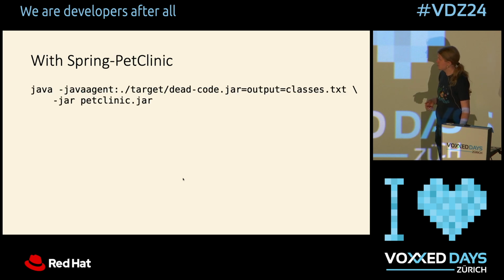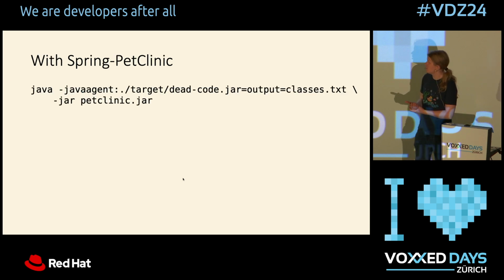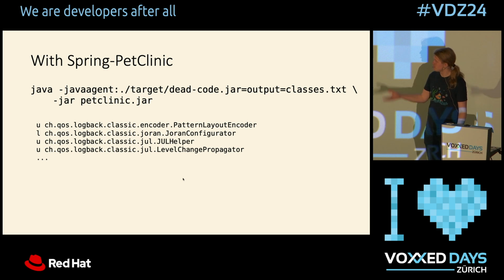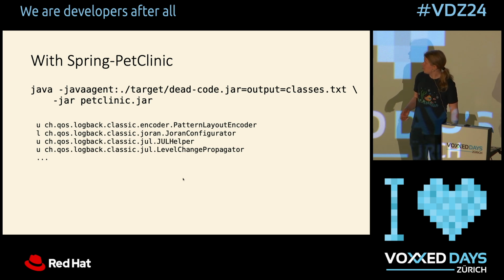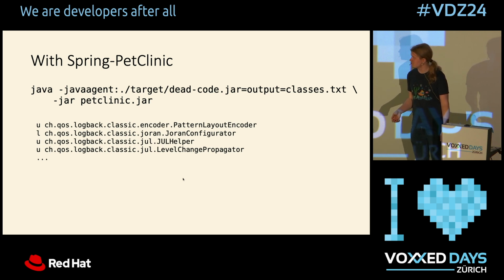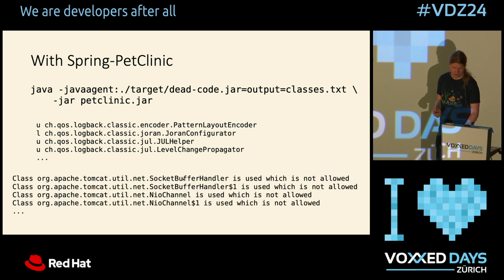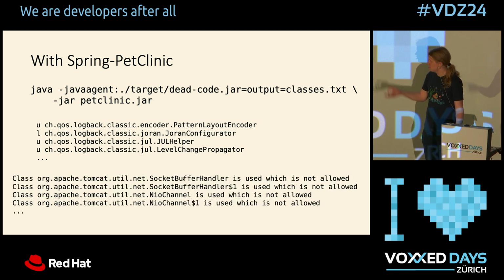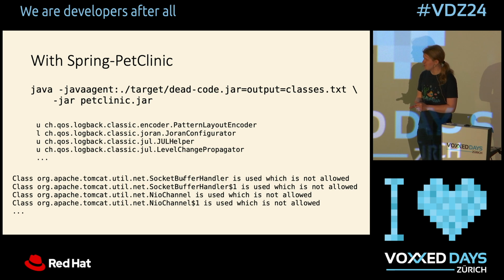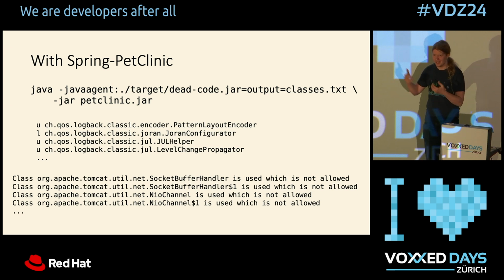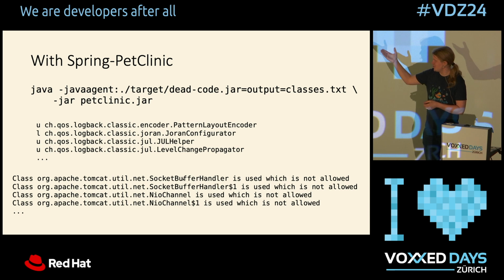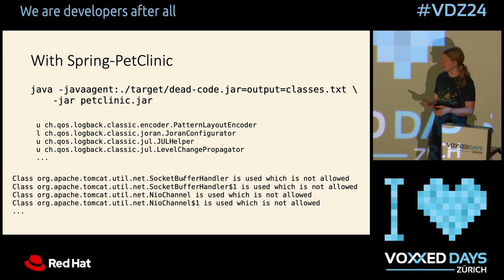With Spring PetClinic, we can just call our bytecode agent. We tell it where to output the loaded and used classes, and then it outputs for us, for example, that the class PatternLayoutEncoder is used and the class DefaultJoranConfigurator is only loaded. Yeah, that's all. We can use this information then, and if we didn't properly test our application while running, and then we later use methods that weren't in the set.